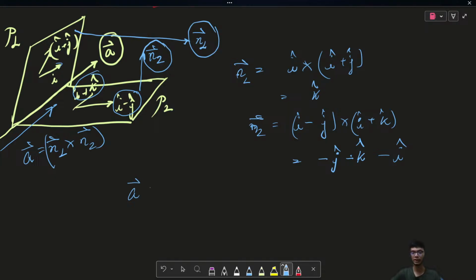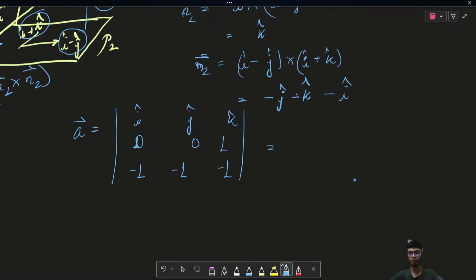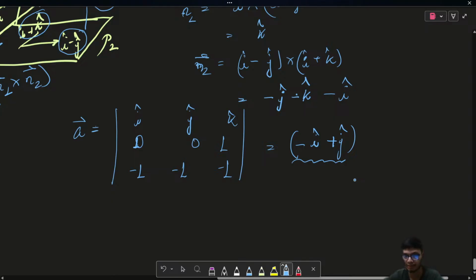Now the only thing I have to do is perform again a cross product to find out the a vector. So this can be again simply done as 0, 0, 1, minus 1, minus 1, and minus 1. So if I evaluate this result, my a vector is going to be equal to minus i cap and minus of minus j cap, so that's going to be plus k cap. So I will obtain my a vector as something like this, minus i cap plus j cap.